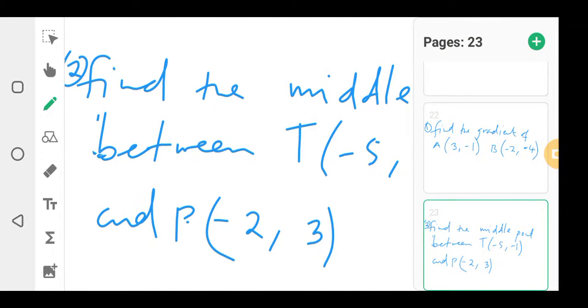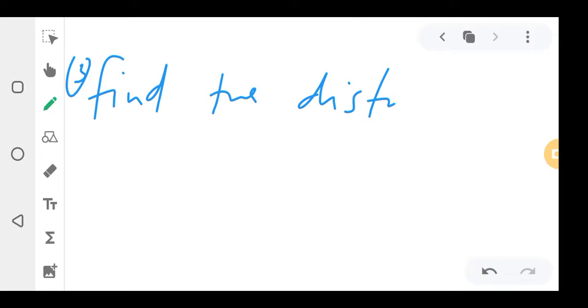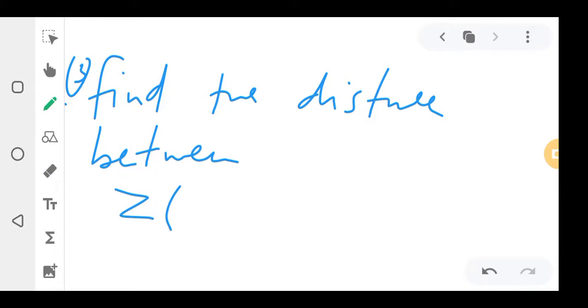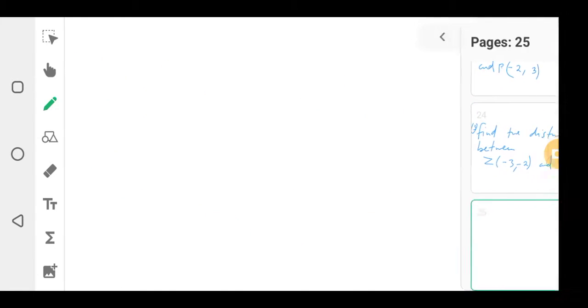And then lastly, question 3, find the distance between Z, which is (negative 3, 2), and T, which is (negative 1, 0). You're supposed to find the distance between those points. Okay, this is the end.